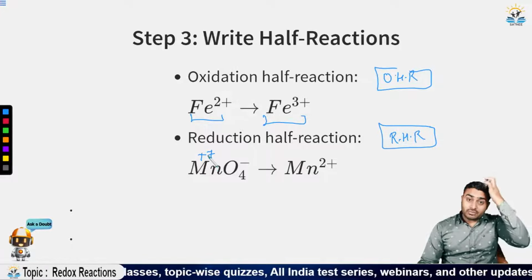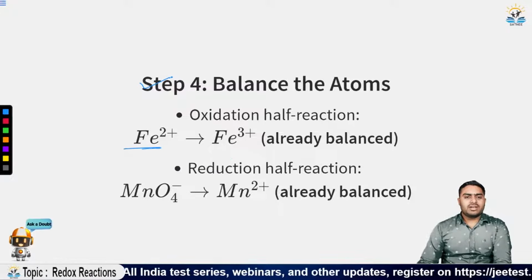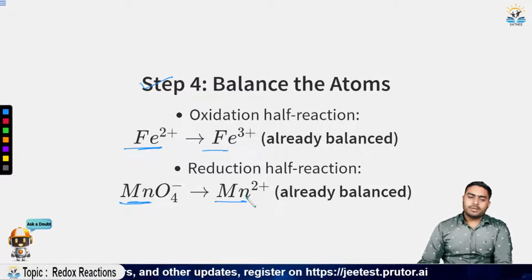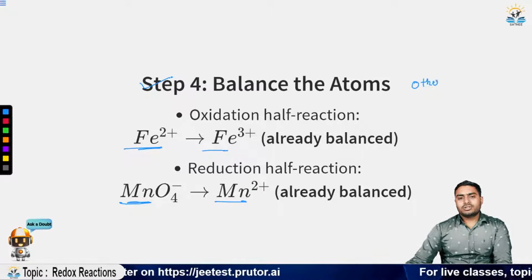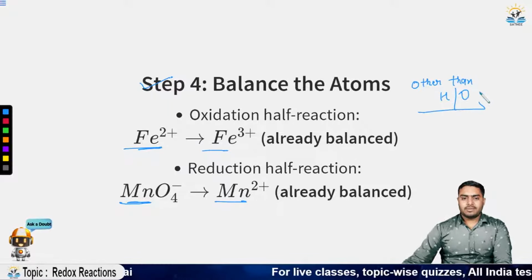Okay, now what you have to do, the next step, step 4. Step 4 is balance the atoms. You can see 1 Fe is already balanced. You can see 1 Mn is already balanced. Balance the atoms other than hydrogen and oxygen. Other than hydrogen and oxygen we are balancing.